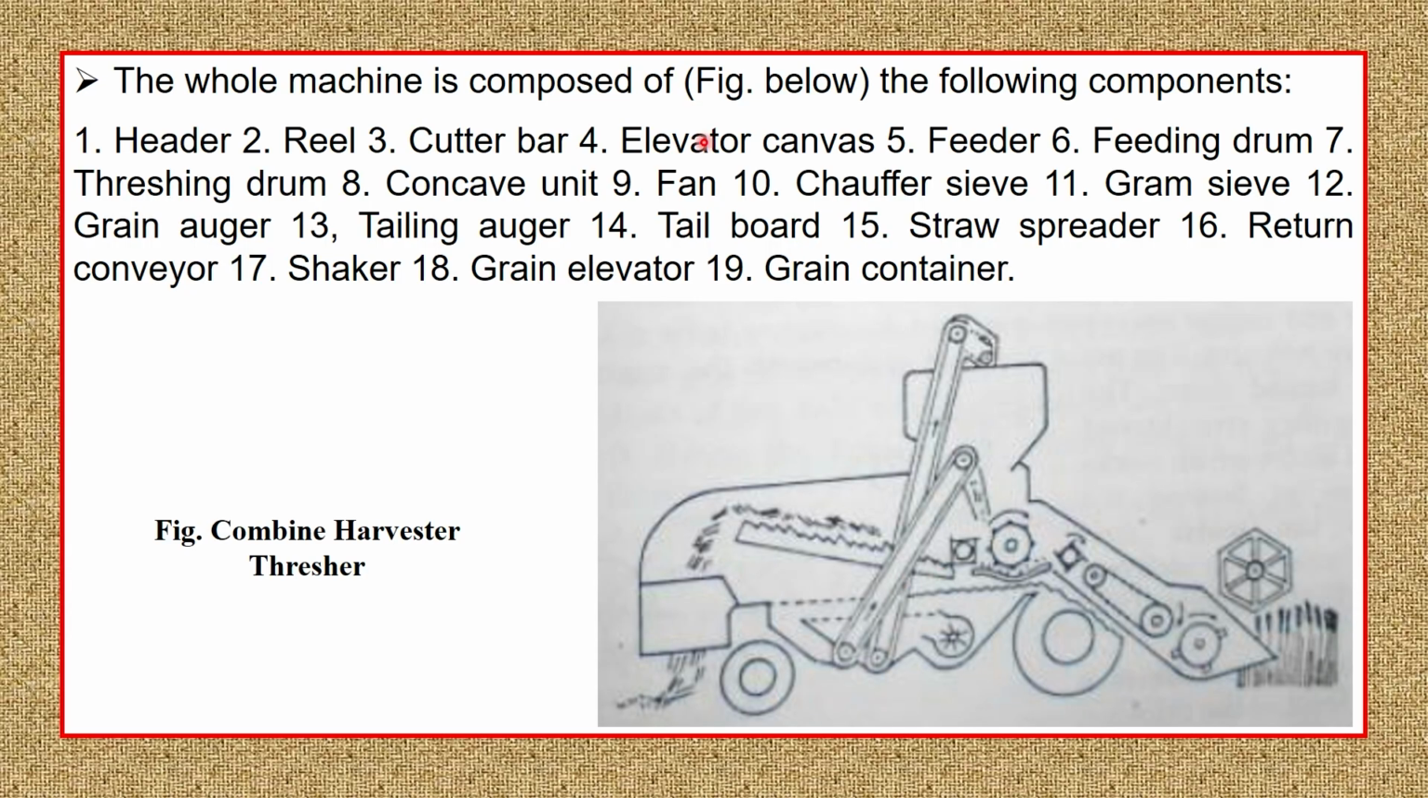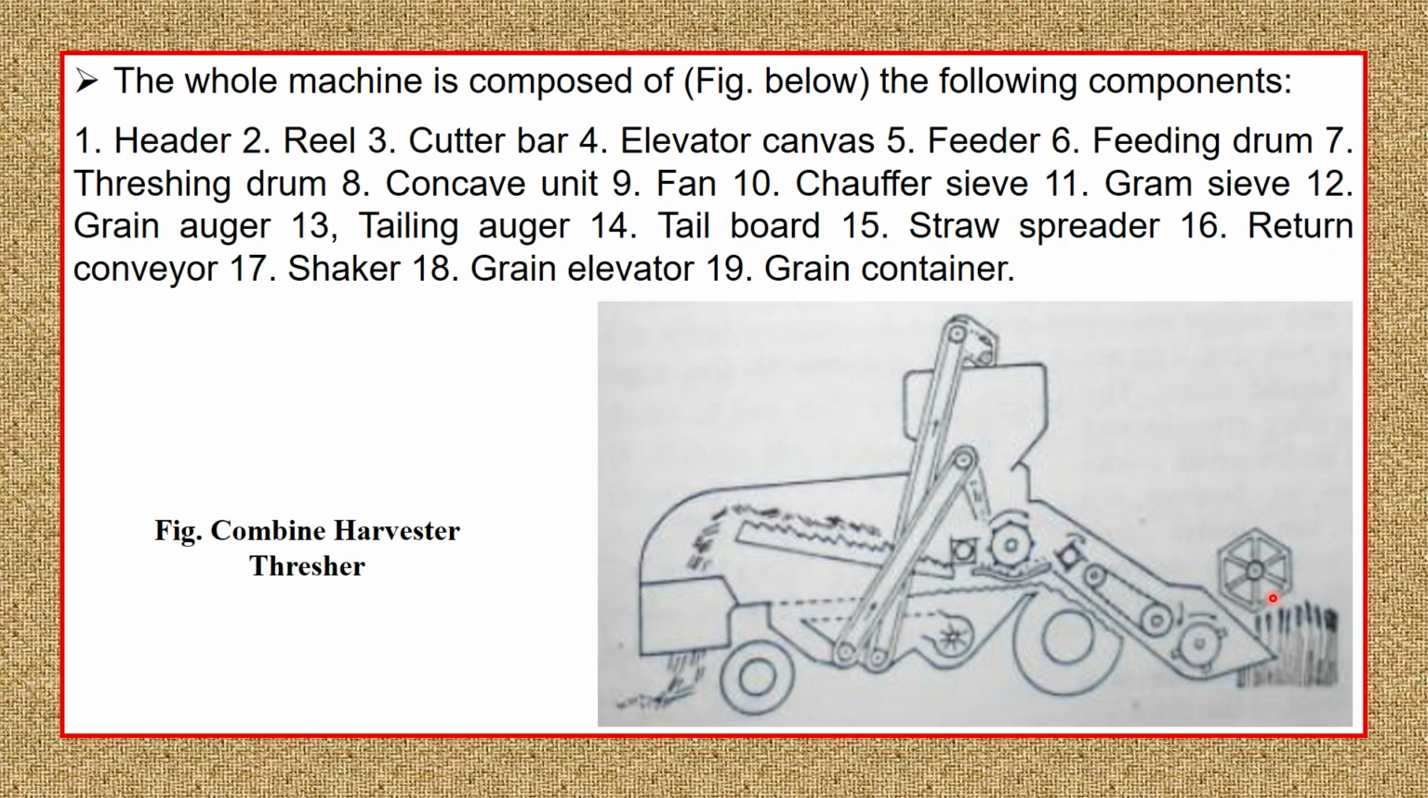Any combine harvester will have these components. These are all the components or parts of the combine harvester. This part of the combine harvester thresher is called the header unit. The header unit consists of a reel. This wheel is called the reel, and this reel helps to guide the standing crops and convey them towards the cutter bar.